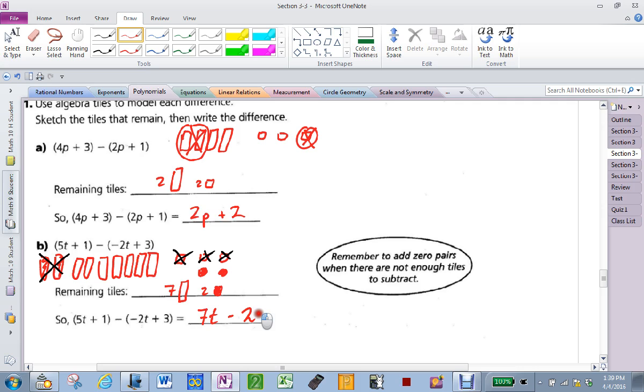Can everybody do this with pictures? Yes. Everybody? Okay?